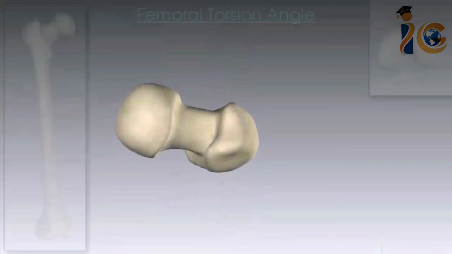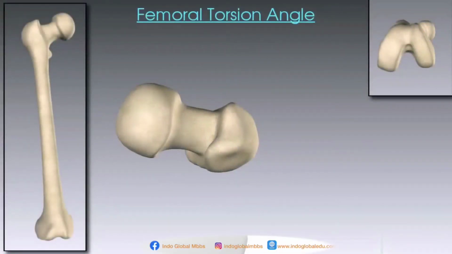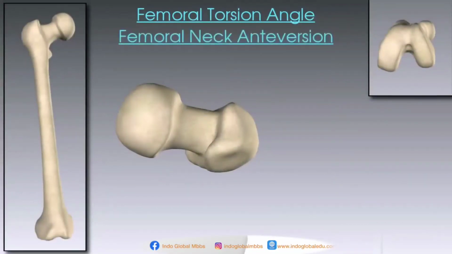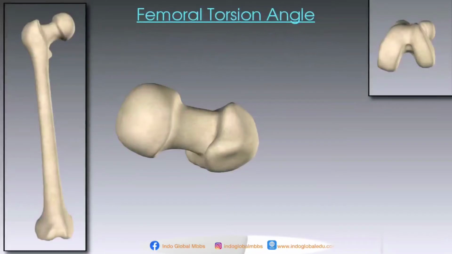And finally is the femoral angle of torsion. It depends what book you're reading, because it's got a couple of different names, including the femoral angle of torsion, femoral neck anteversion, and also the angle of declination. So I've put three different images on the screen because it can be a bit confusing to describe, and I think it will hopefully help with some of the conceptualization when I'm describing it.